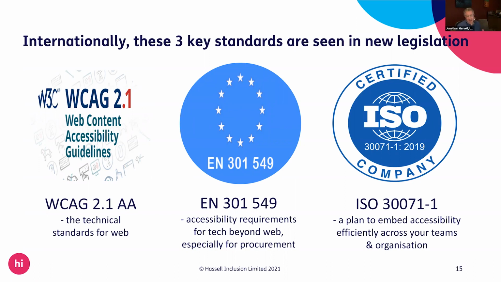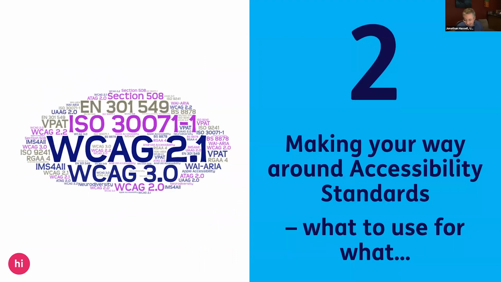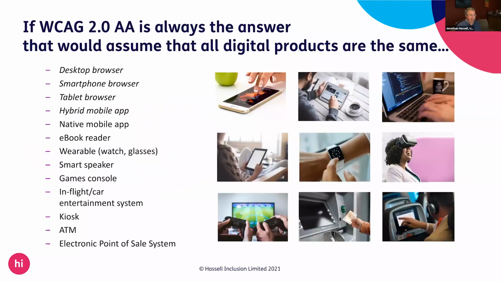So that is the reason why this stuff is so important. And so the question is then, how do you get the best out of these things? What should you use for what? And the key thing here is that in some ways it would be really nice if it were just WCAG 2.0 AA is the answer for everything. That would make the world so much easier. The problem is that's not the digital industry that we're in.